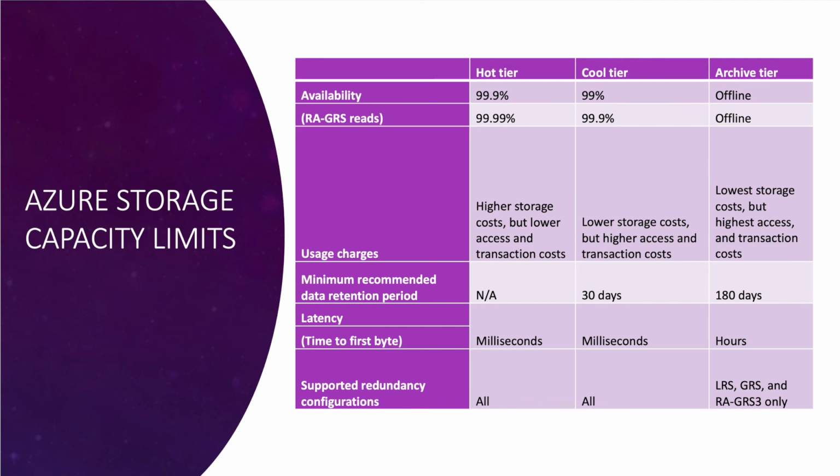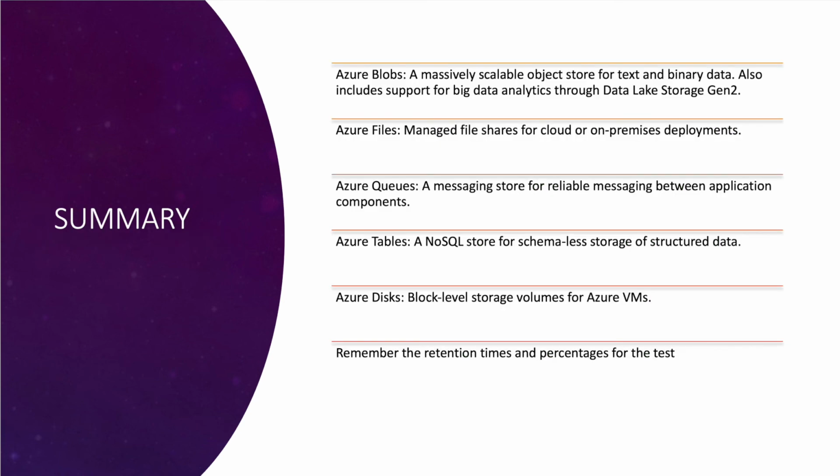So that's a really important part to remember, is that the availability is between 2 and 4 nines, depending on what you got. Hot tier is the most reliable. Cool tier is okay. 30 days, 80 days, milliseconds, hours for your archive tier. That's the important thing to remember on those storage capacity limits.